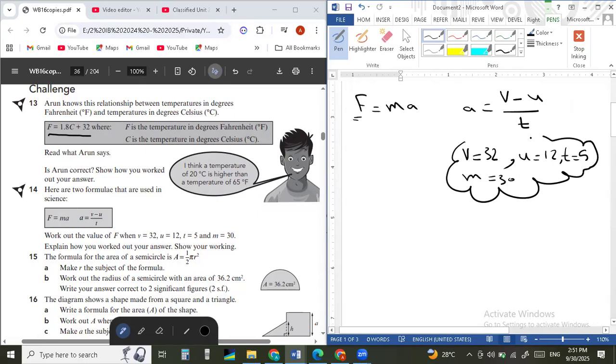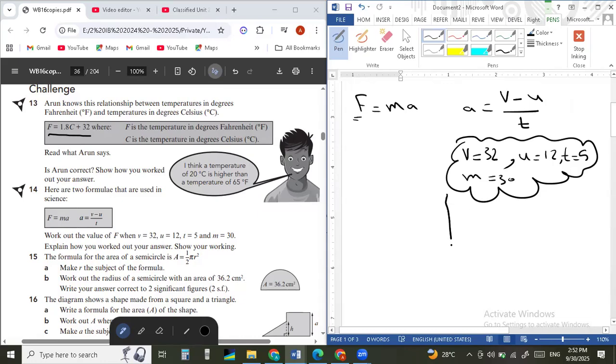Okay, mister, the value of F is M times A. Okay, yes, that's right. I have the M, which is 30. Excellent. But I don't have the A. Okay, this is the problem. How can we overcome this challenge? Well, to find A, they gave you another formula telling you that A equals V, I have the V, minus U, I have the U, over T, I have the T. So I can find A.